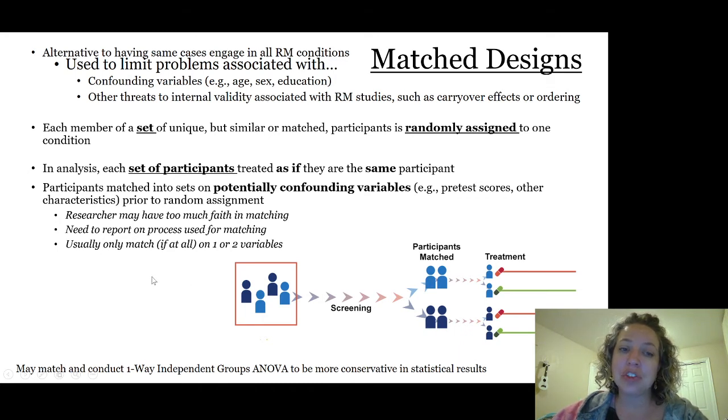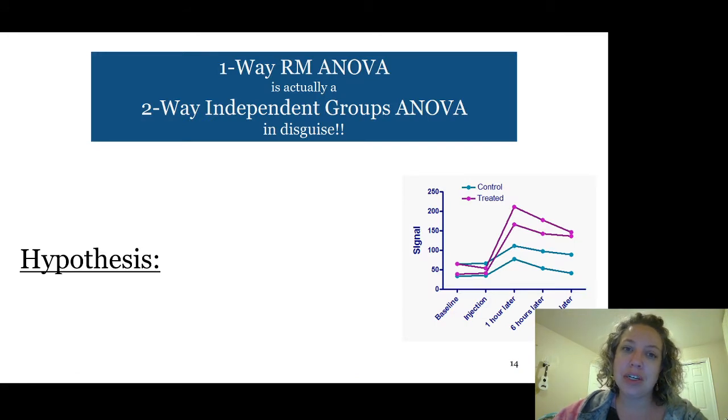So sometimes we use pretest during the screening for matching, but a lot of times researchers have too much faith in their ability to match. If you do this, you usually only match on 1 or 2 variables because it gets really complicated to find good matches if you're matching on 12 variables, especially if your sample size is 20. And you most definitely need to report in any write-up or publication what you matched on and how you did the matching, so people can judge if it was fair or not.